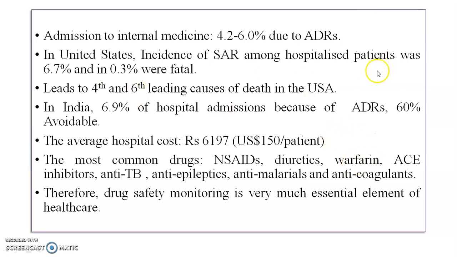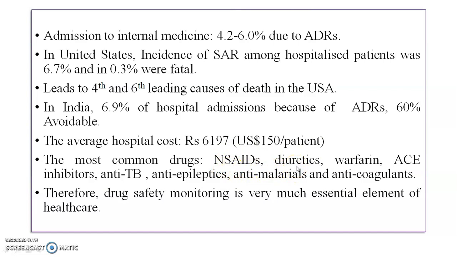Just imagine, if 60% of ADRs are avoidable, it means the role of the clinical pharmacist is very important in the Indian healthcare scenario. The average hospital cost for a patient is almost about $150. So total cost about $6,197. So the cost because of ADR is very high. Hospital cost is going to be incurred by the patient, so this is also one of the major burdens for the patient.